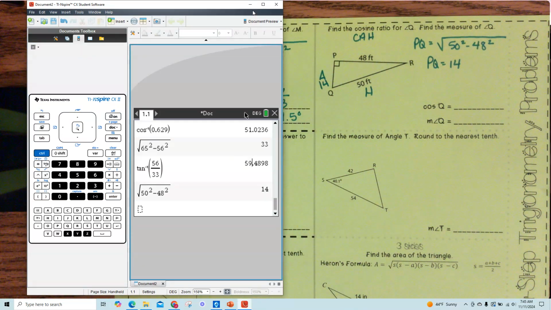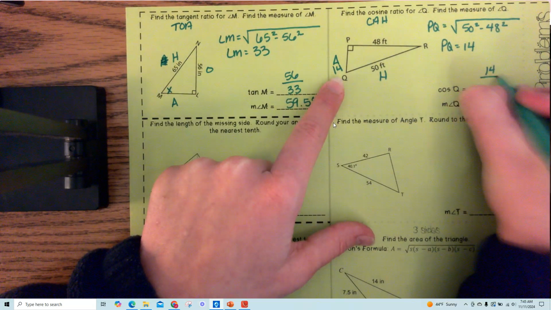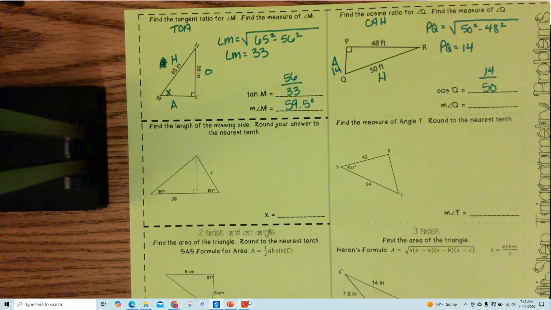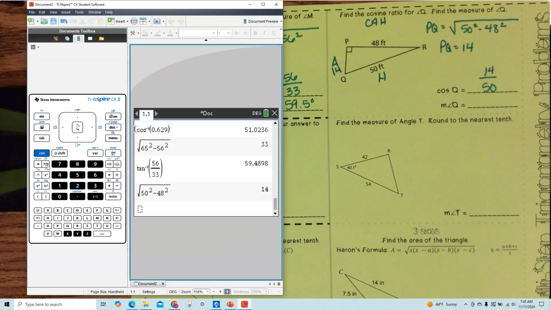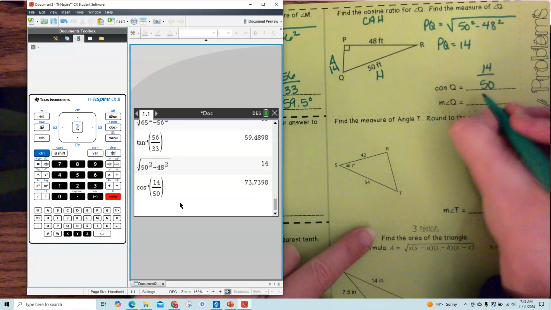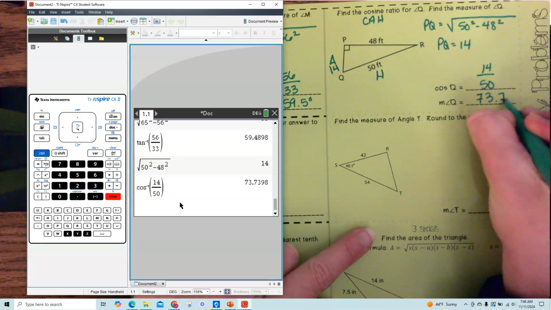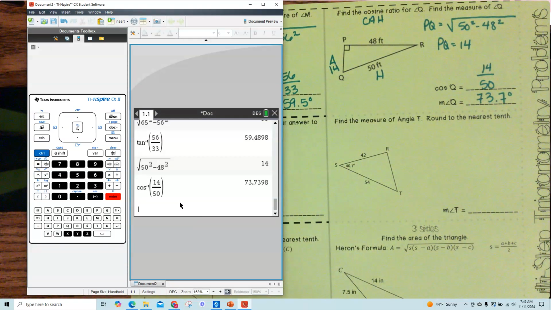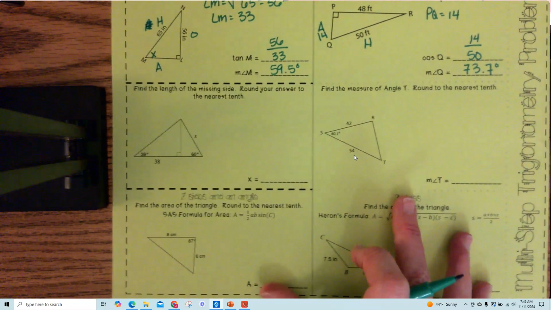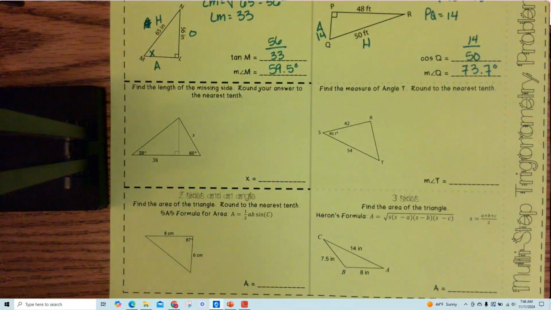So again, cosine is adjacent over hypotenuse, so here's adjacent over the hypotenuse. And then to find the measure of that angle, I do the inverse. So 14 over 50. So angle Q is going to measure about 73.7 degrees. So sometimes you can't just jump in with those trig ratios. You have to use something else to find some missing pieces first.